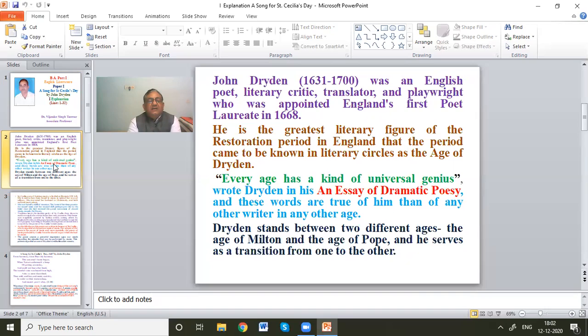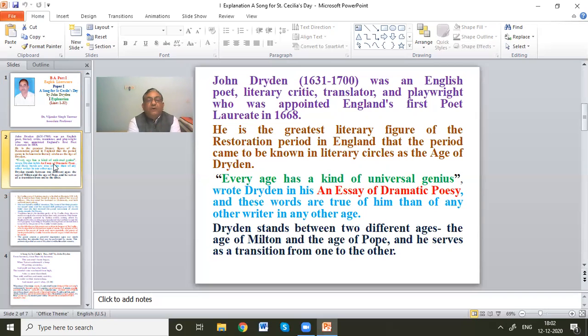In 1660, monarchy was re-established, restored, and Charles II was again made the king, after a gap of 12 years after the death of Charles I. So this period during which Charles II ruled is known as Restoration period. And John Dryden is the leading or the most important literary personality of that period.